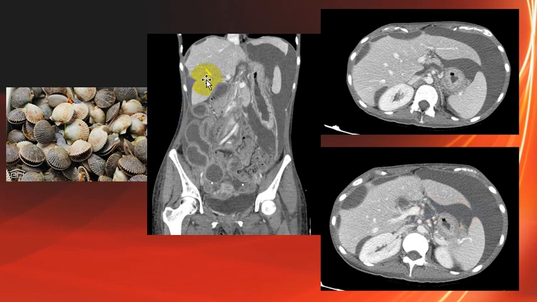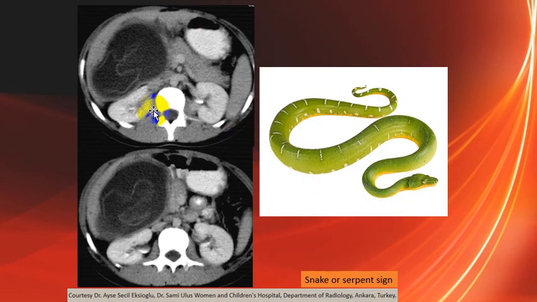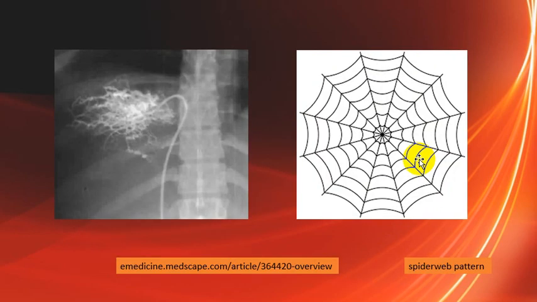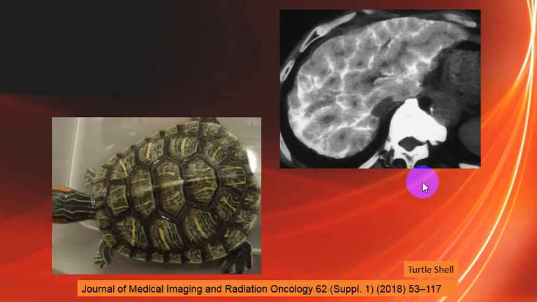And this patient has scalloping of the liver, as we see here, and here a patient with pseudomyxoma peritonei, and this patient with hydatid cyst and detached membrane, giving the appearance of a snake or serpent sign. And this patient with Budd-Chiari syndrome, and here we see spider web pattern due to collaterals.